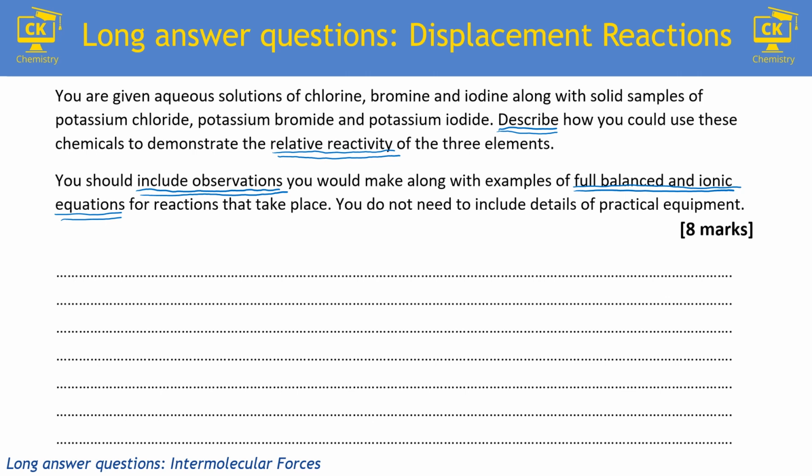So one thing hopefully you'll notice is I've underlined 4 things, and this is an 8-mark question. So to get our full 8 marks, which is our ideal, we need to do these 4 things. We need to describe what we're going to do. We need to say how that tells us about the reactivity of the elements. We need to say what we see, observations, and we need to include at least one full equation and at least one ionic equation.